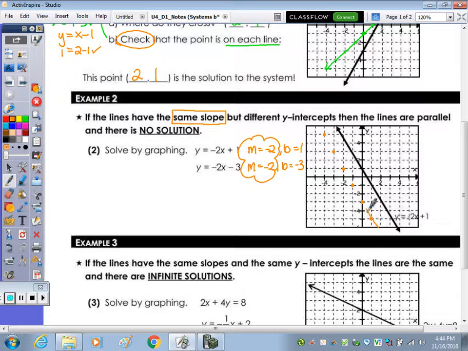So I'm going to sketch that by hand. And you can see they are equidistant. They're not going to intersect. So let me label y equals negative 2x minus 3. And therefore, we have no solution because they do not intersect. So this may be a good case because we don't have to check, right? There's no solution, there's no point to check.